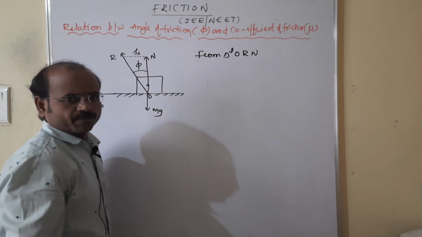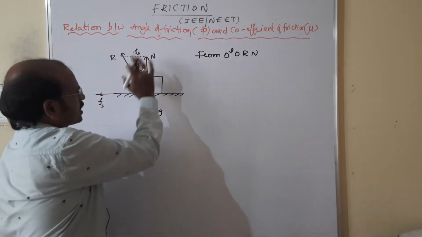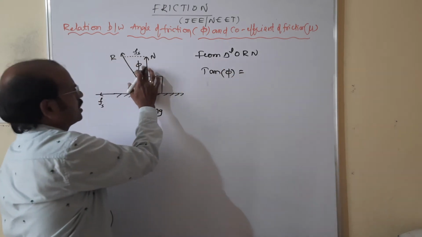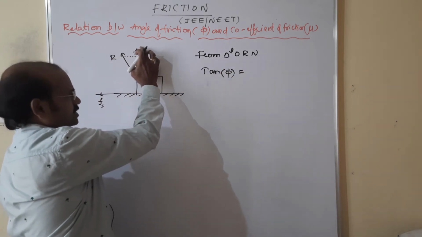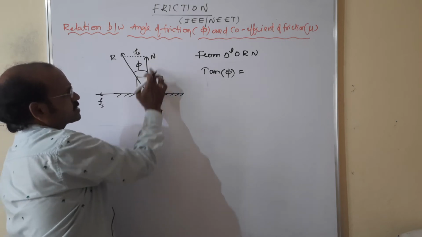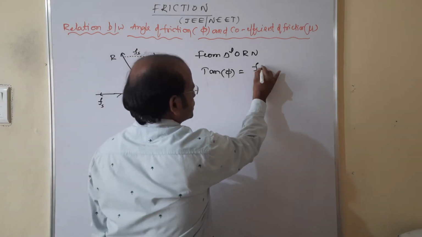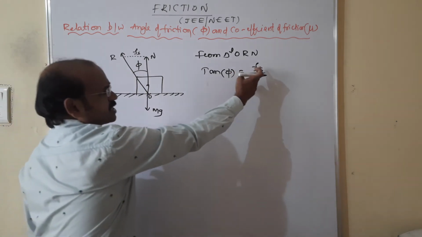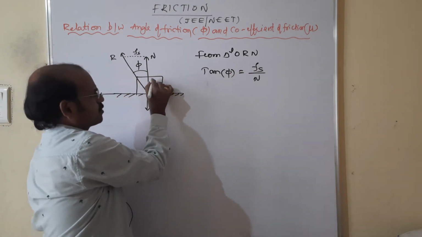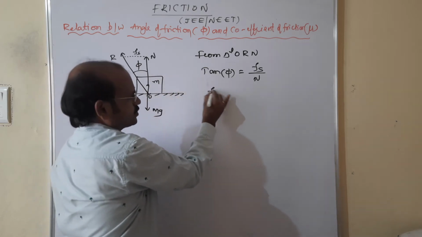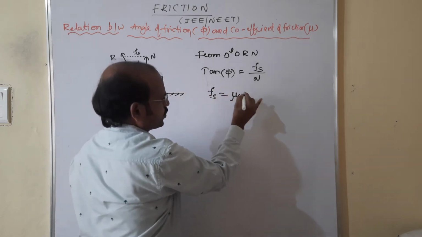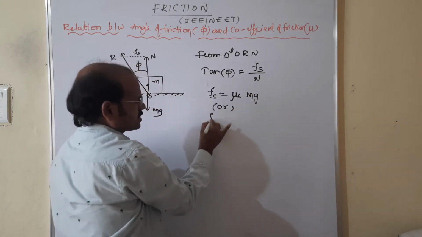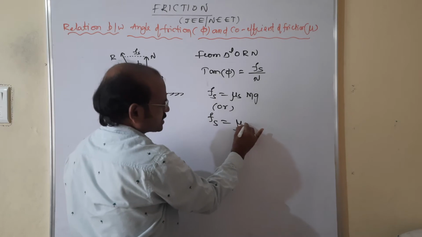Okay, now from this triangle ORN, let me write tan phi is equal to, of course, opposite by adjacent. Opposite is friction and adjacent is normal, so we can write frictional force by normal force. Here there is a coefficient of static friction, because the block of mass m is at rest. So we can write static friction as mu s into mg, or else static friction is equal to mu s into capital N.